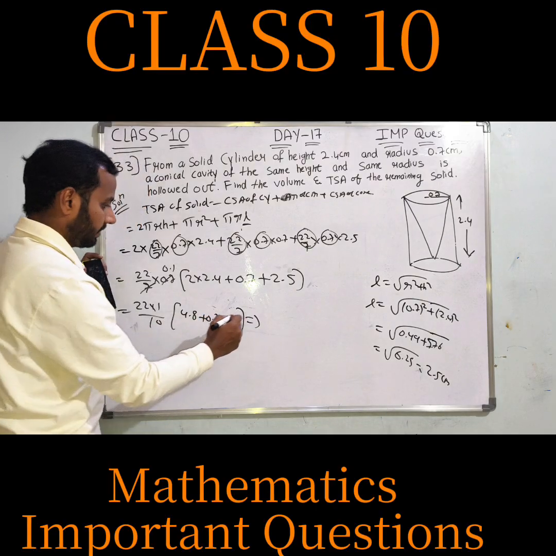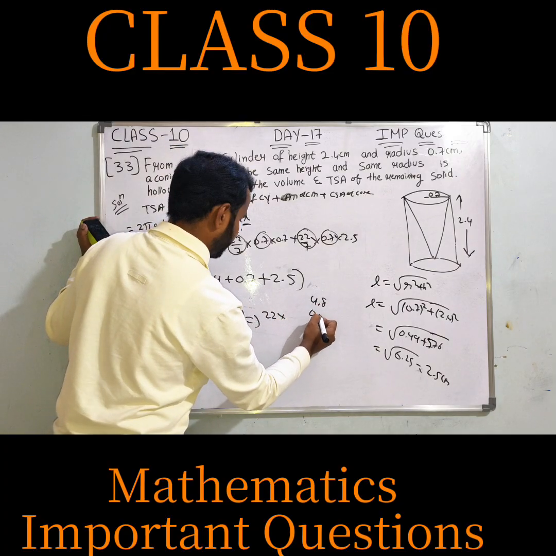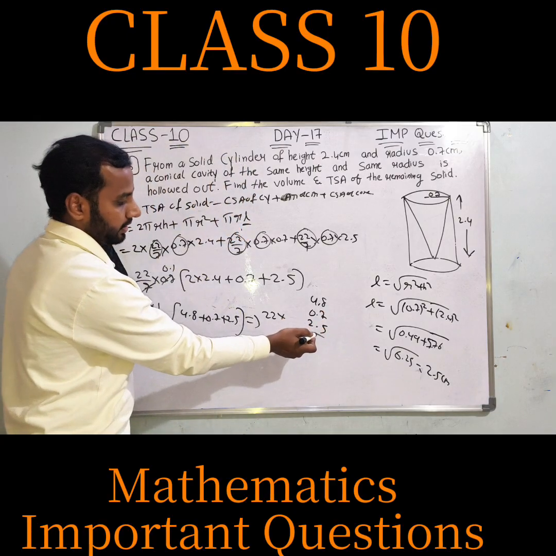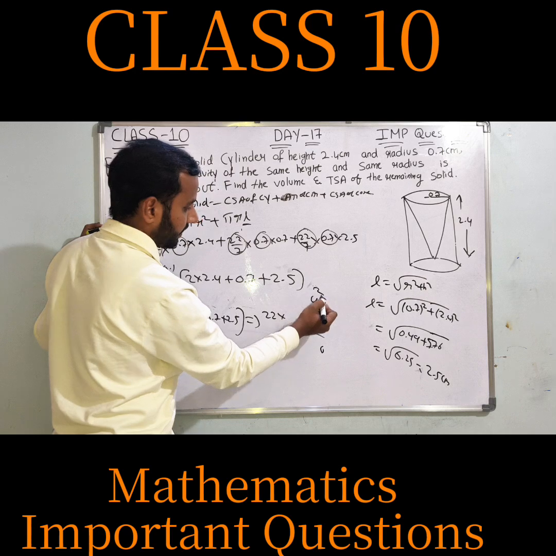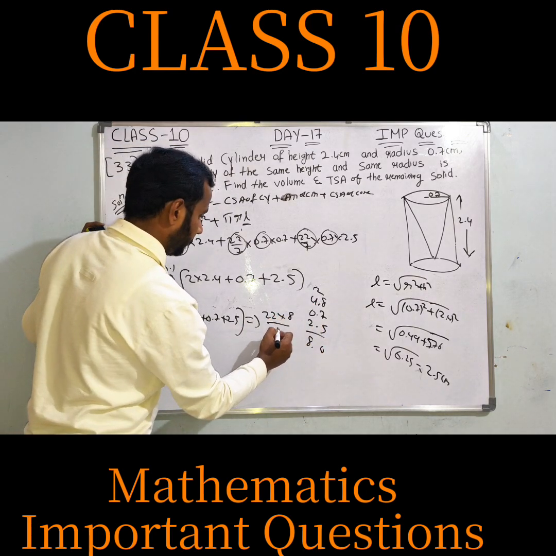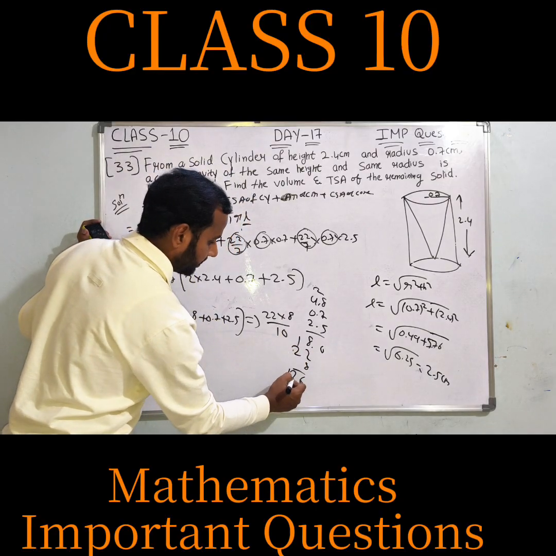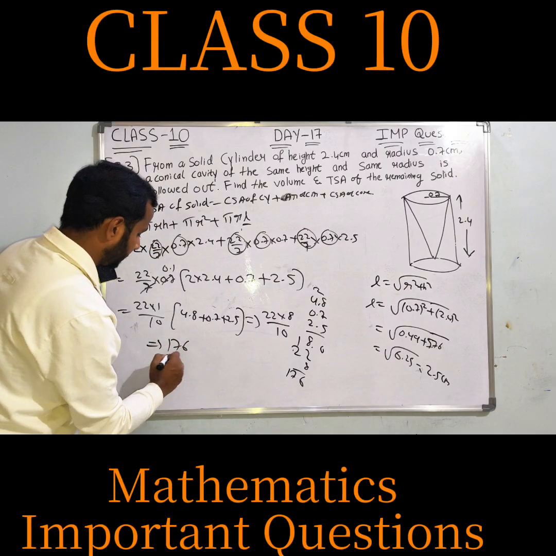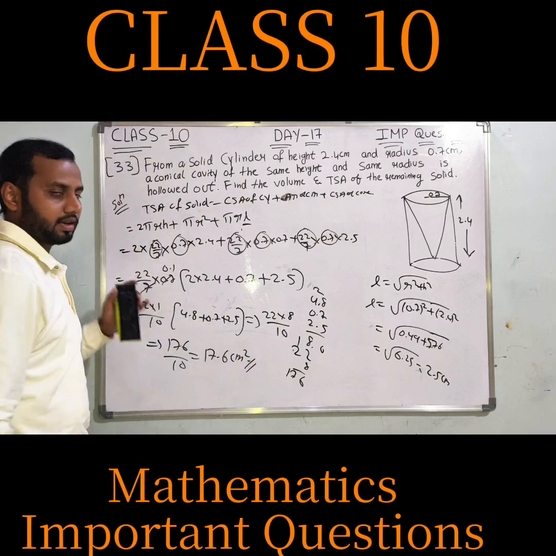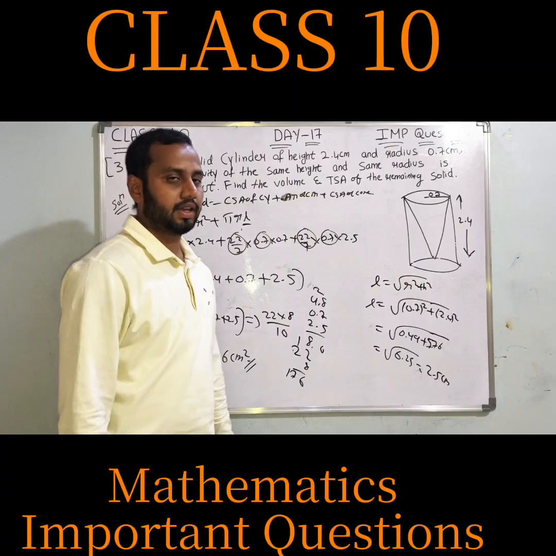Let us calculate. Adding 4.8, 0.7 and 2.5, we get 8. Now we have 22 into 8 into 1 by 10. 22 times 8 is 176. Therefore, 176 by 10 will be 17.6 centimeter square, because area will be in terms of square. So 17.6 centimeter square. Thank you.